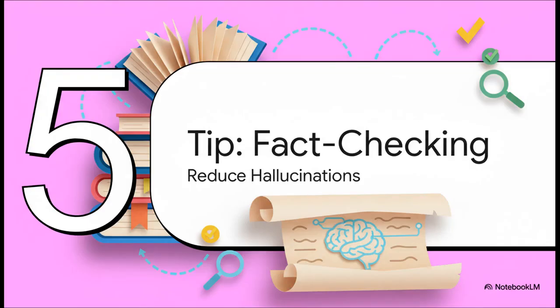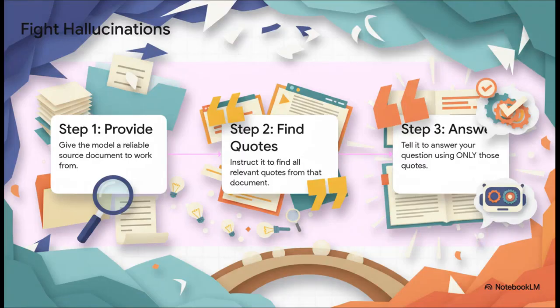But here's the good news. There's a very powerful technique to fight back against this. To seriously reduce hallucinations, you can tell the model to base all of its answers on a specific source document that you provide. And the magic recipe is this 3-step process. First, you give it the document. Second, you tell it to pull out all the relevant quotes first. And third, you instruct it to build its final answer using only those quotes. This forces the model to trace every part of its answer back to a real source, which boosts accuracy like crazy.